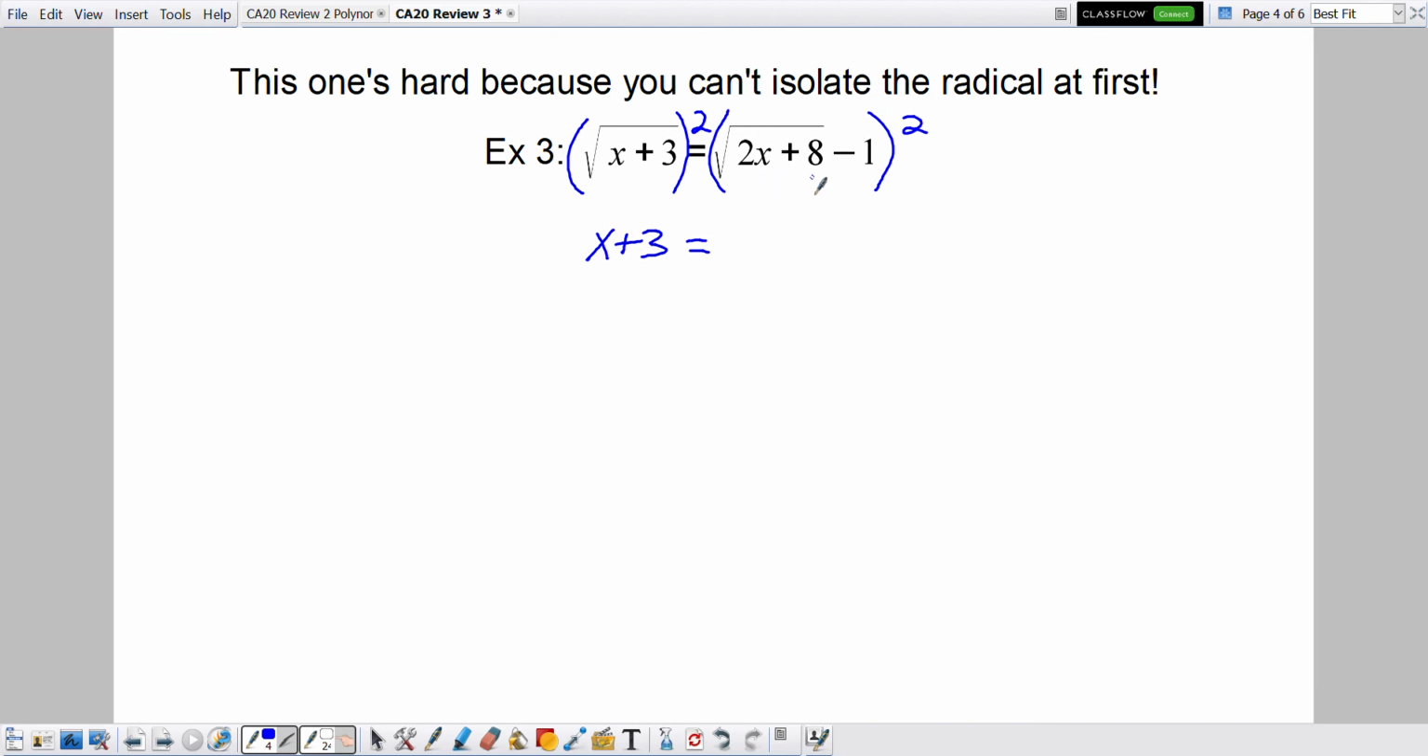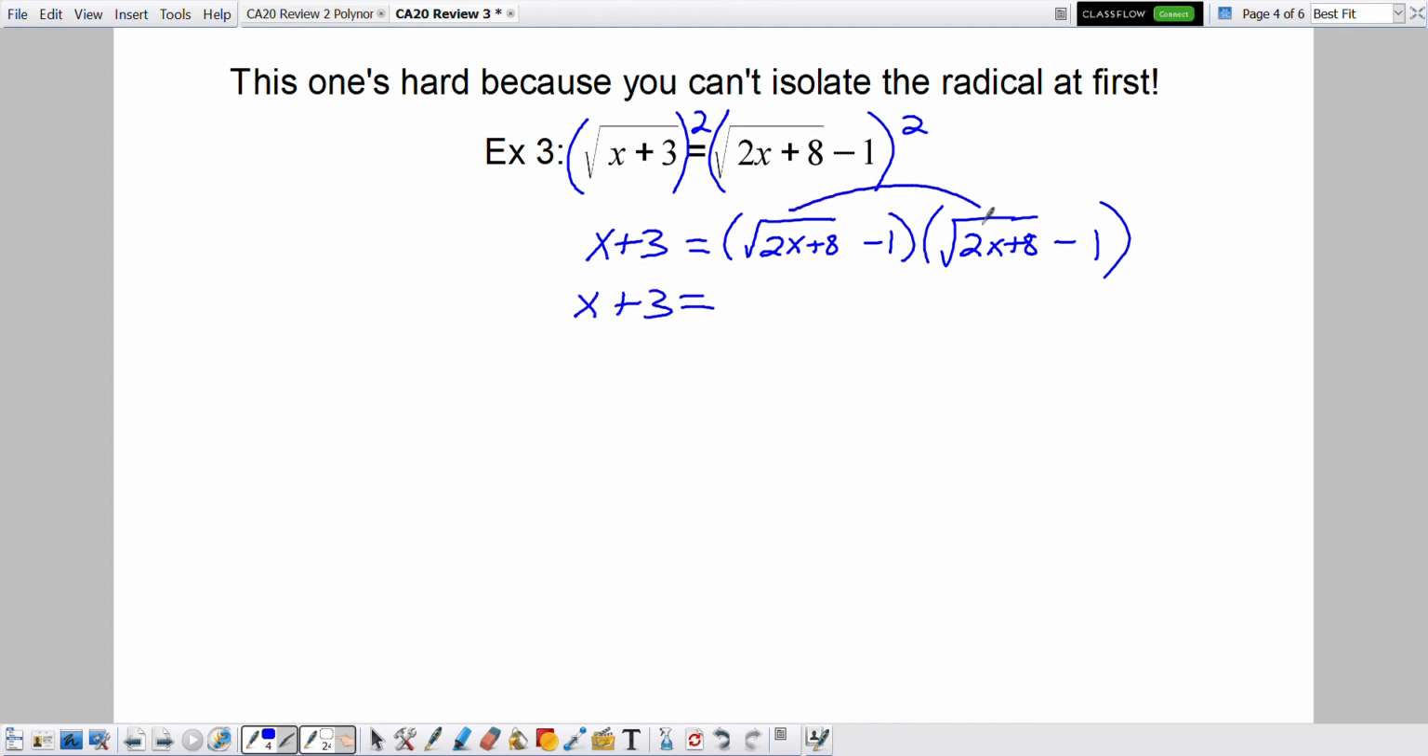You're going to use FOIL, and I'll show you the steps here. It's the square root of 2x plus 8 minus 1 times the square root of 2x plus 8 minus 1. Some of you are already going to see that this doesn't look like fun. You have to distribute using the distributive property. So you end up getting this.